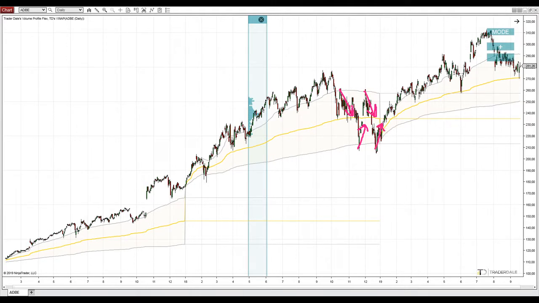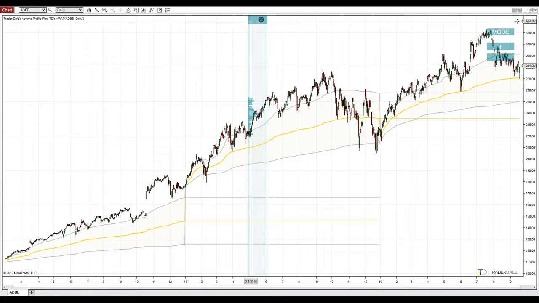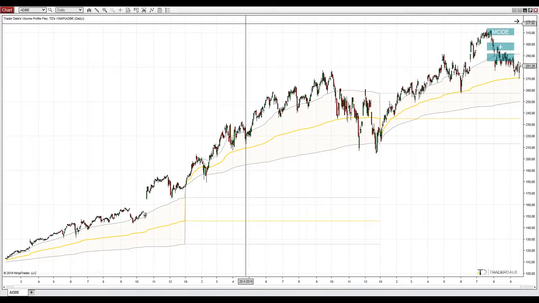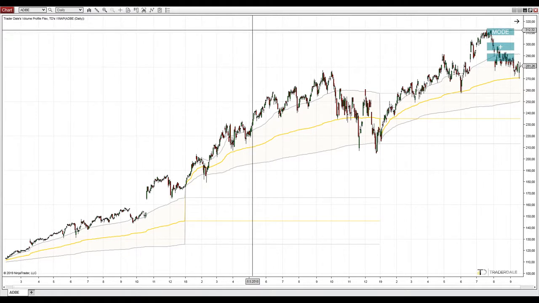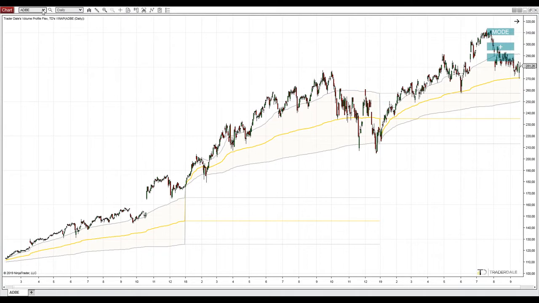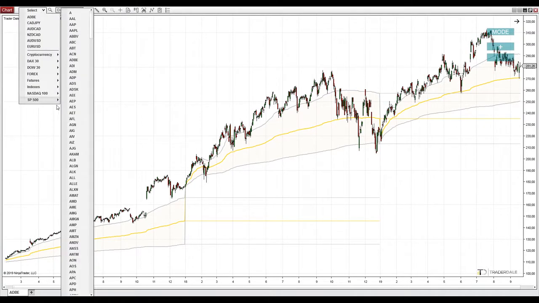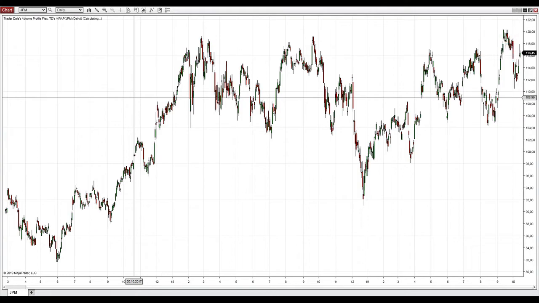Alright, so that's how you can trade stocks solely using the vwap. If you add the volume profile, you'll get even better entries than that. You won't get as many, but the win ratio will be higher. Now the last example will be on the JP Morgan stock.